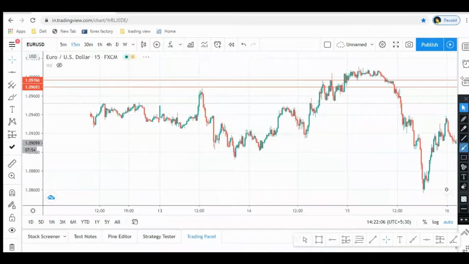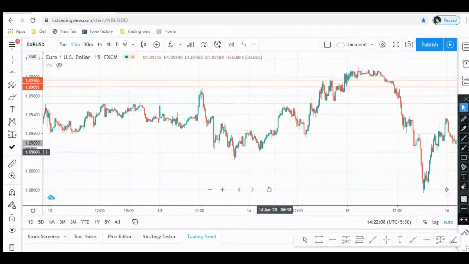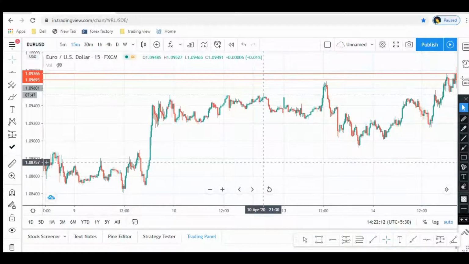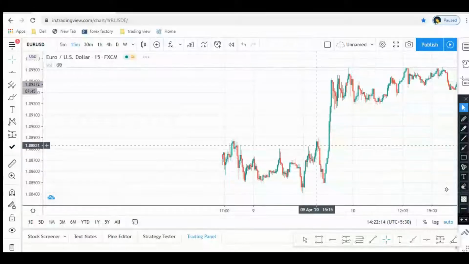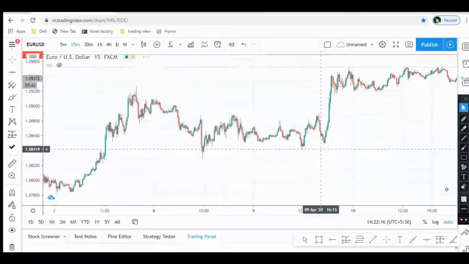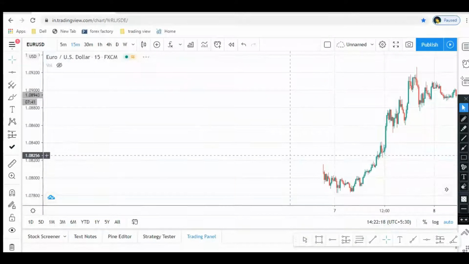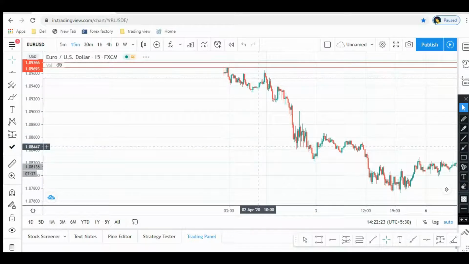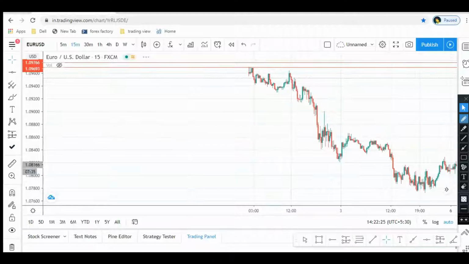Whenever you are going to trade in forex, this particular support and resistance line will be very helpful to us to take a trade. Now here also you can see price reacted on this particular zone.